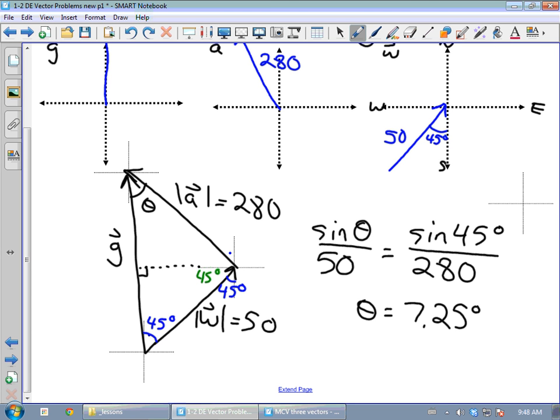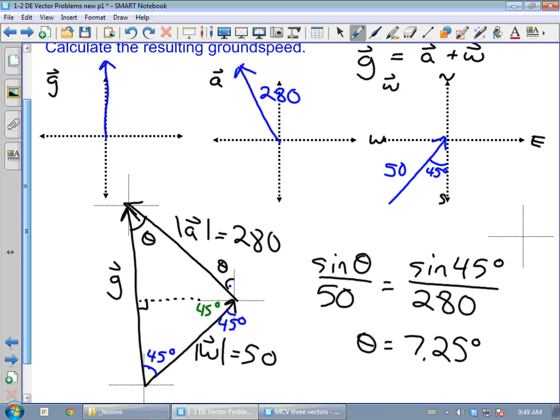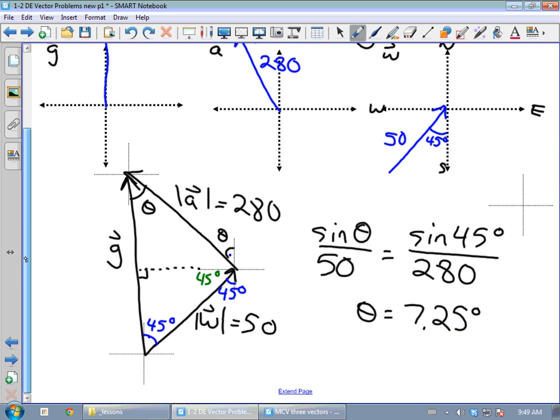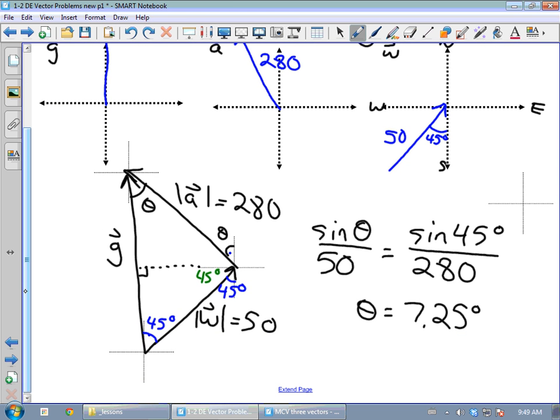Now, how does that help us? Well, if this angle right here is theta, that means this angle over here is theta as well, right? Because of that Z pattern. And that angle at the tail of our vector A is a step in getting this proper heading that the pilot should set. So we want the pilot to go what appears to be 7.25 degrees to the west of north.